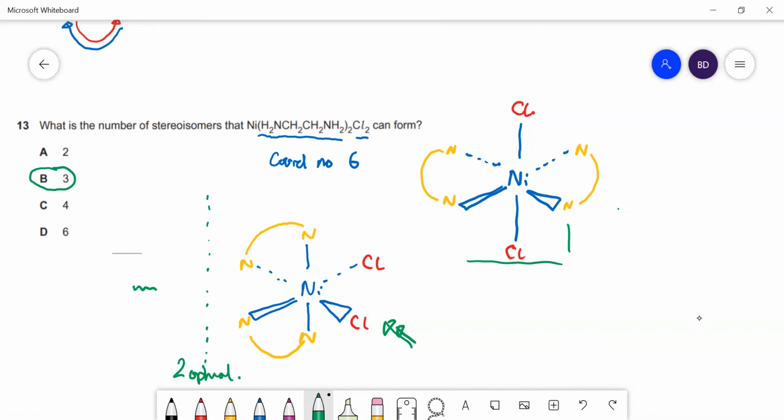This one, of course, doesn't have an optical isomer. The mirror image of that, you can superimpose on it. But this one here, you can't.